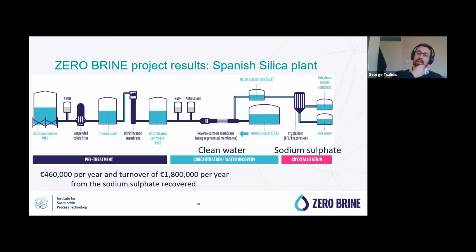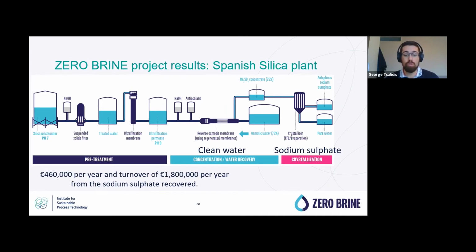The second case is about the Spanish silica plant. In this case, the slide regards only the zero brine system, the demonstration unit. Brine produced from precipitated silica production and sodium silicate is going to be treated with ultrafiltration and reverse osmosis, which is going to employ regenerated membranes. So in this case, another aspect of circular economy exists because spent membranes are going to be regenerated and reused instead of just disposing them.